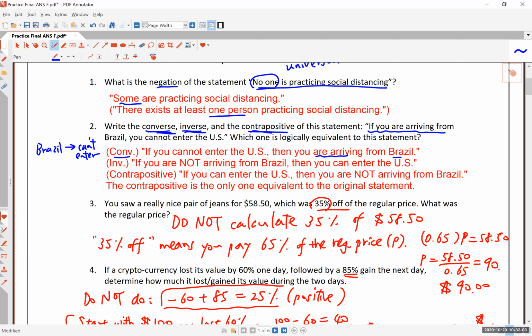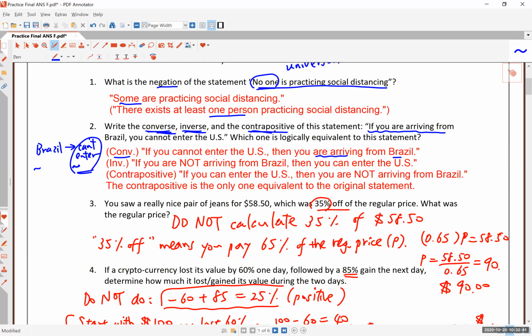The inverse, on the other hand, is not to switch these, but to negate this and this. So the statement will be: if you're not arriving from Brazil, then it is not true that you cannot enter. Over here you will have a double negative. It is not true that you cannot enter. And when you have double negatives, they cancel each other, and so it becomes an affirmative sentence: you can enter. So the inverse will be: if you are not arriving from Brazil, then you can enter the United States.